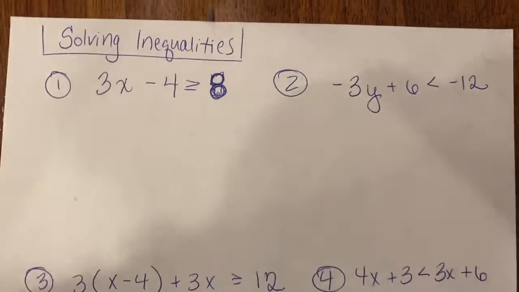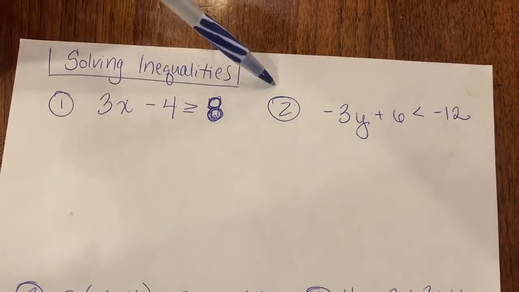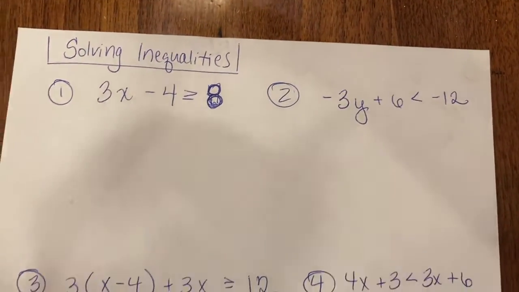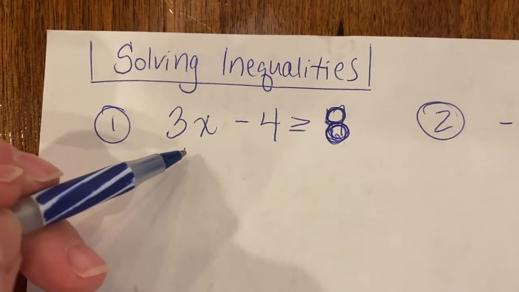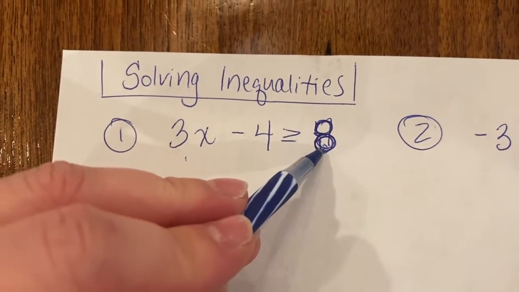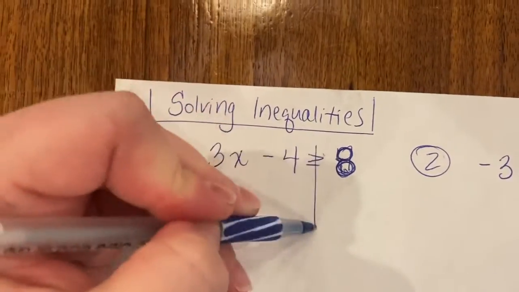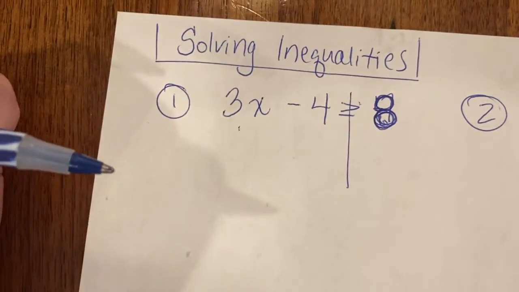Solving inequalities. We're going to start with a couple of examples that just require two steps. So, solving two-step inequalities. Looking at number one, we've got 3x minus 4 is greater than or equal to 8. Forgive the messy 8. What we want to do is treat this kind of like it's an equation. What we do on one side, we do on the other.